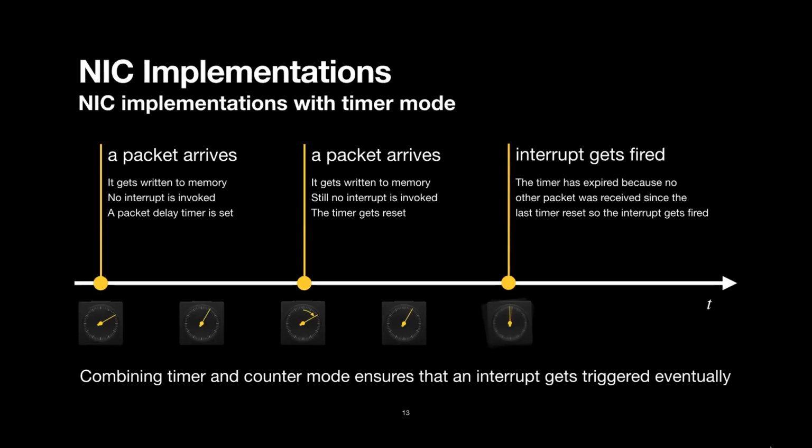And this can obviously lead to the situation where packets are always coming in constantly, so that the packet delay timer keeps getting reset and no interrupt gets fired. That's why the third option we have in our playground is to combine timer and counter mode to ensure that an interrupt gets triggered eventually.